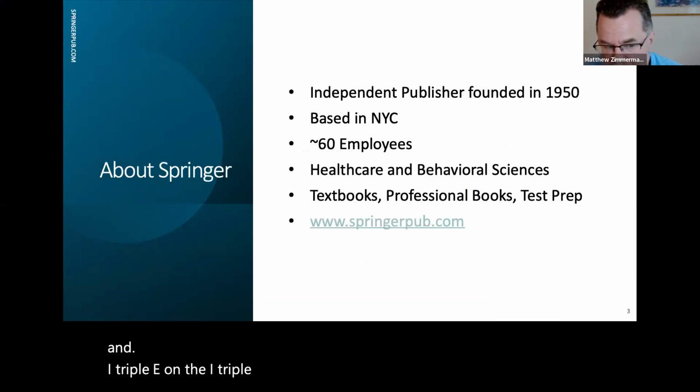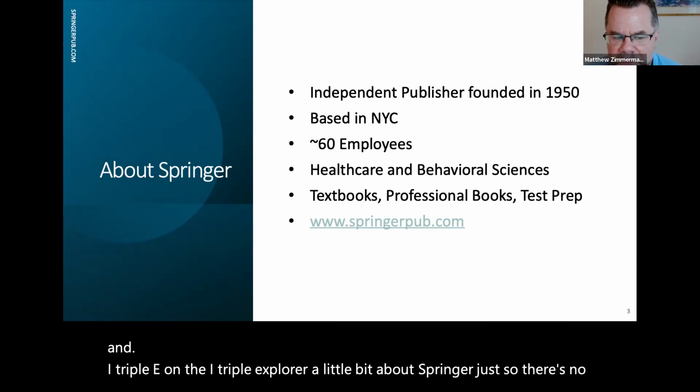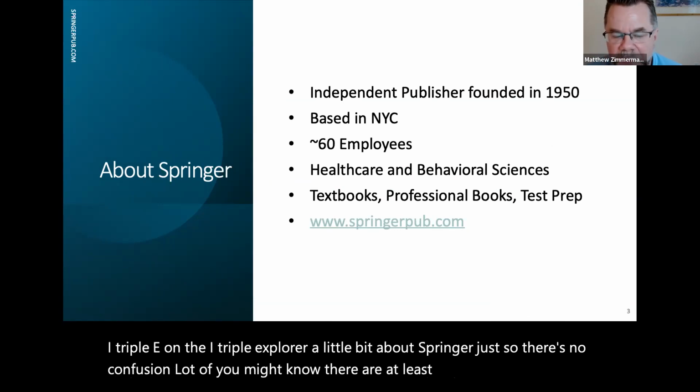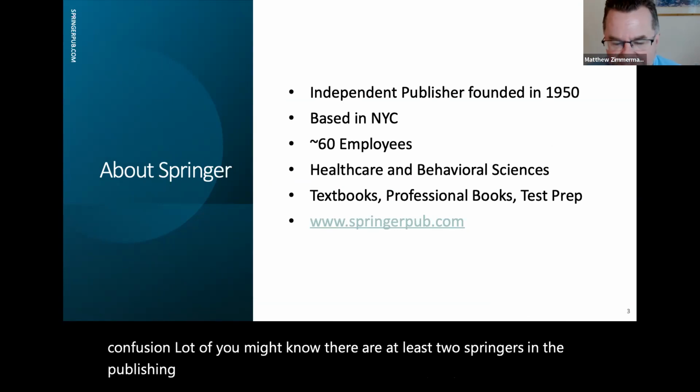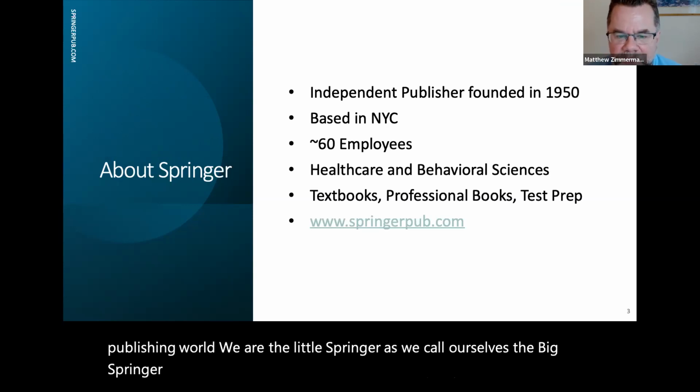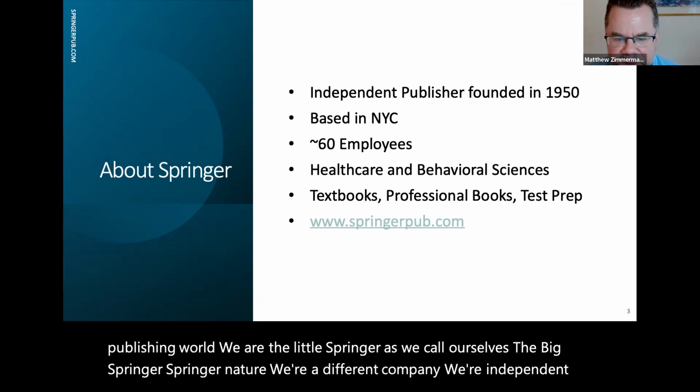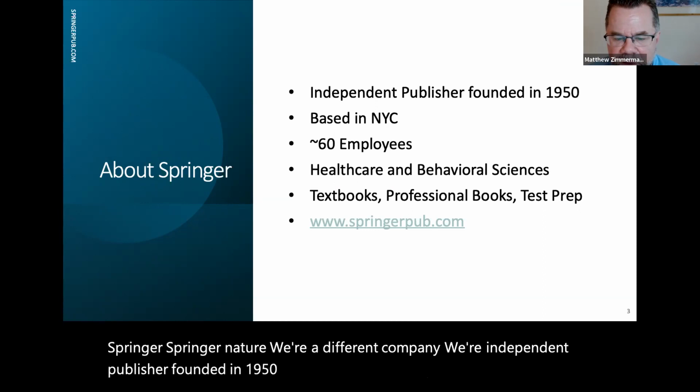A little bit about Springer, just so there's no confusion. A lot of you might know there are at least two Springers in the publishing world. We are the little Springer, as we call ourselves. The big Springer is Springer Nature. We're a different company. We're an independent publisher founded in 1950, based in New York City. We're very small.